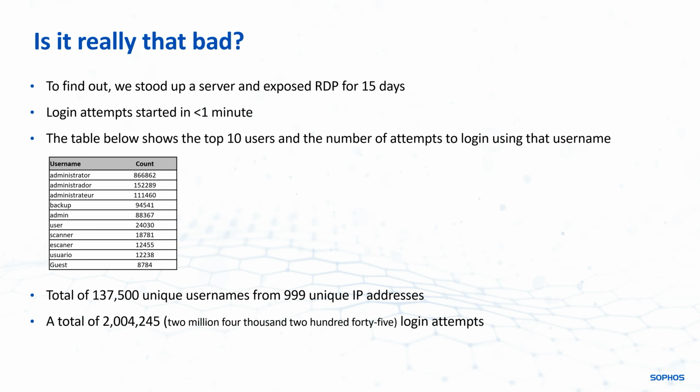Now, in total, we saw that 137,500 unique usernames were actually being attempted, so quite a diverse range of usernames. And the scanning activity was taking place from 999 unique IP addresses. And in total, we saw just over 2 million failed login attempts in 15 days. So there's still a lot of people scanning for open RDP. It's still a common initial access vector, and it's definitely dangerous to expose RDP to the internet.